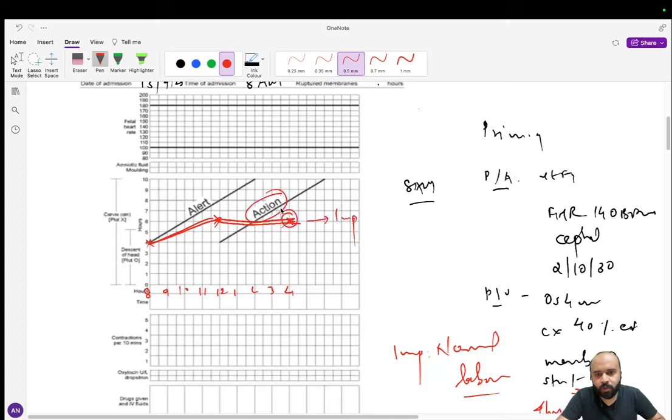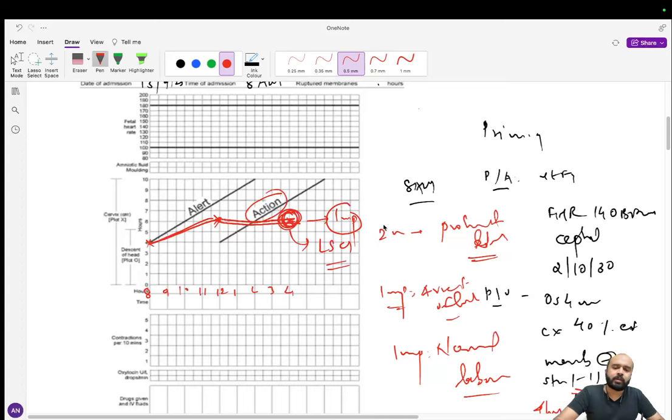give the impression. In the second case, the impression was of protracted labor, for which I started the patient on oxytocin, whereas over here now, since it has crossed the action line, my impression for this case is going to be arrest of labor. So arrest of labor is going to be indicative of my decision to go for emergency cesarean section. And this is how I have to keep an eye on the alert and action line through various case examples.